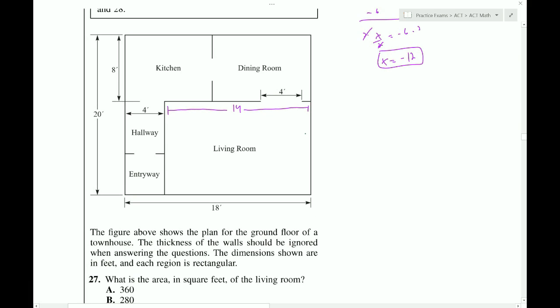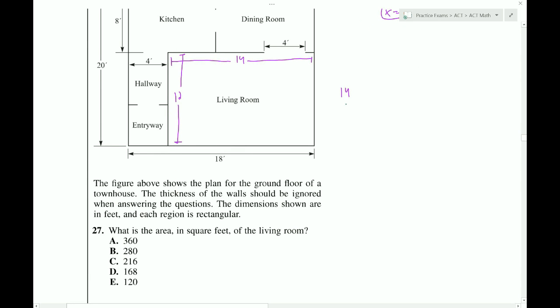So let's do something similar for the vertical. So we have the whole thing spanning 20 feet, but then this kitchen area is 8 feet, which leaves 20 minus 8 is 12 feet for the vertical. Then if we multiply those together, we should be able to get the area, right? Area is length times width. So 12 times 14 is 168, choice D.